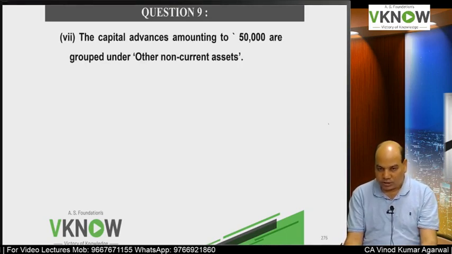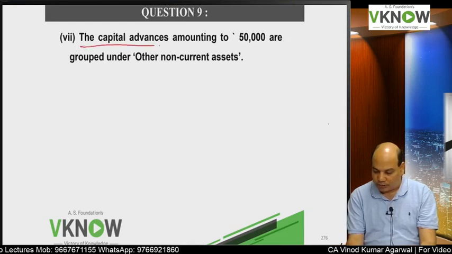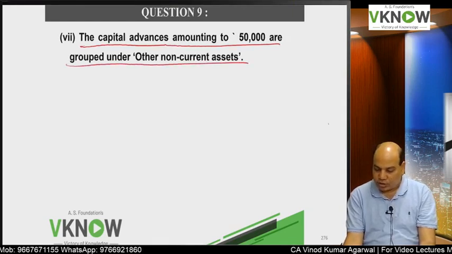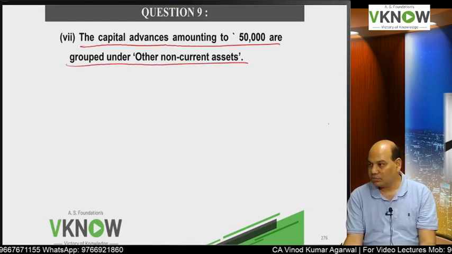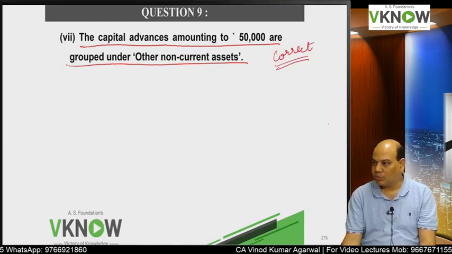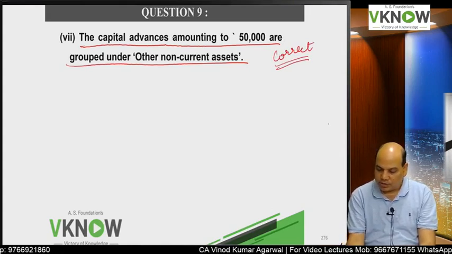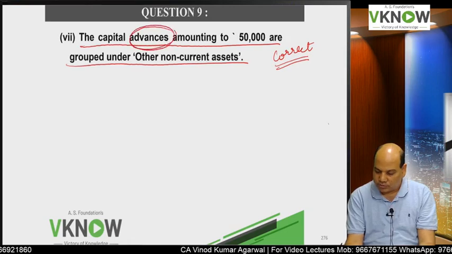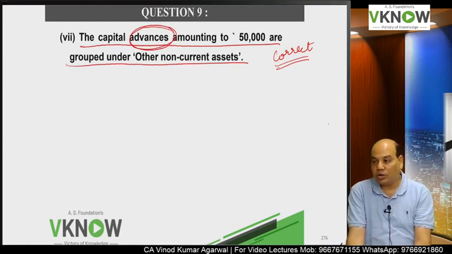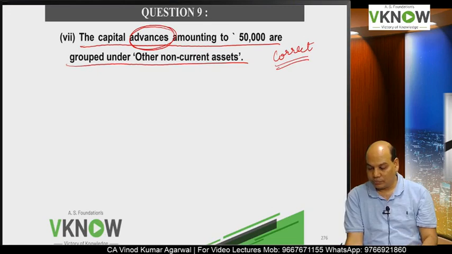Government dues can be presented under the same heading. Then the next item is the capital advance amounting to 50,000, grouped under other non-current asset. Correct. You can put it under other non-current asset. Capital advance means advance given to purchase capital goods. It's not a financial asset because the contract is not to receive cash. The contract is to receive a capital good like a machine.